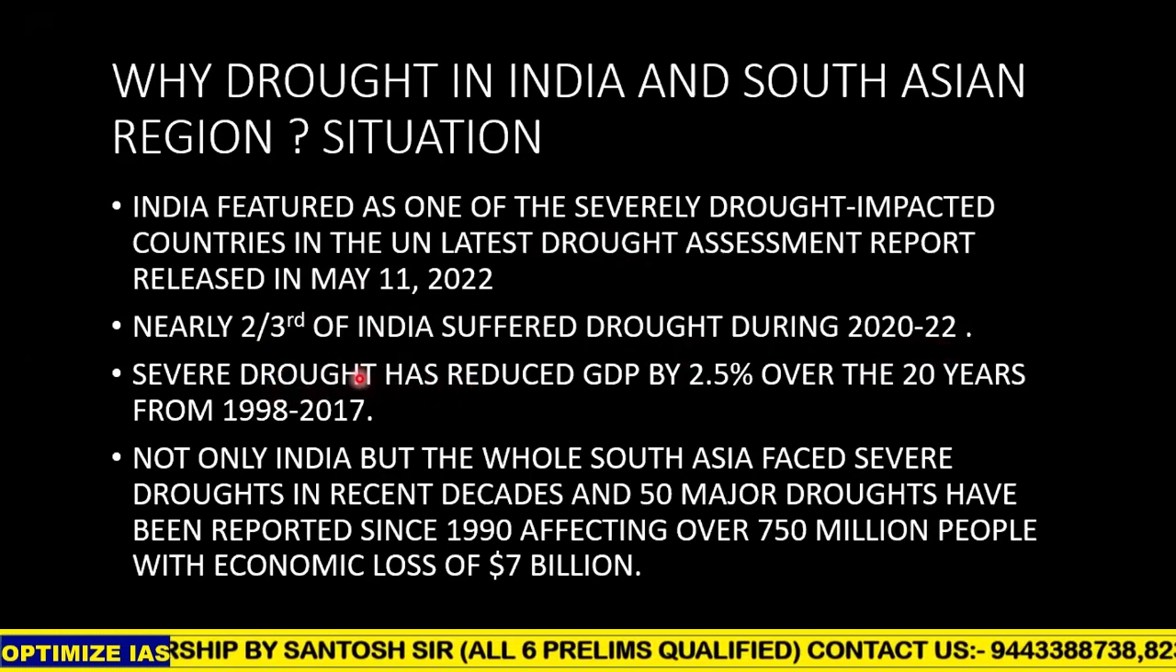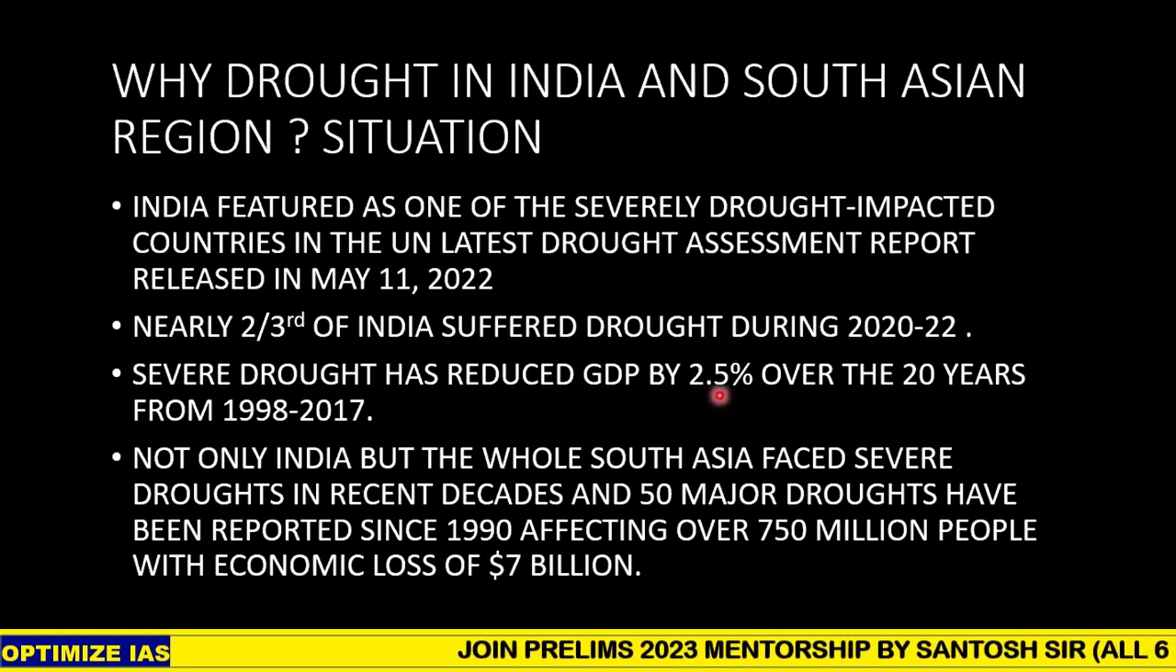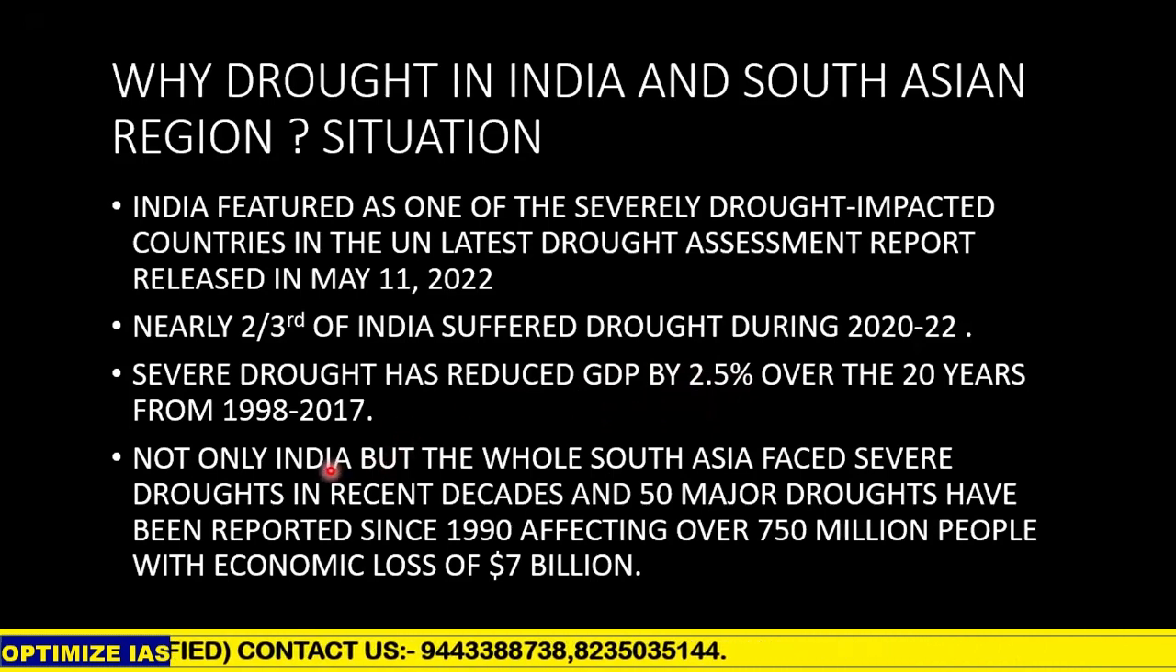Because South Asian countries are affected by drought again and again, the area, intensity, and frequency of drought in these countries are increasing, which adversely affects the GDP, the economic condition. Economic loss observed over the last 20 years is around 2.5% per year. If drought management is proper, we can save so much money.